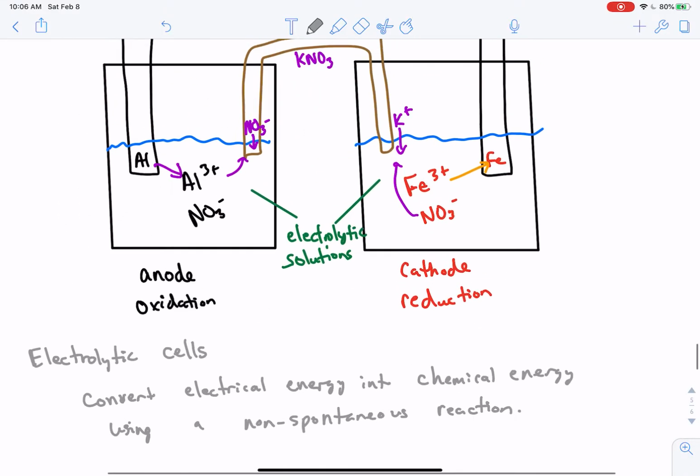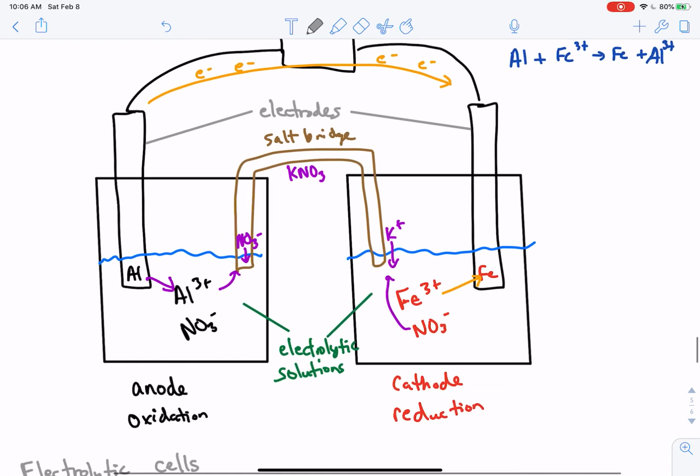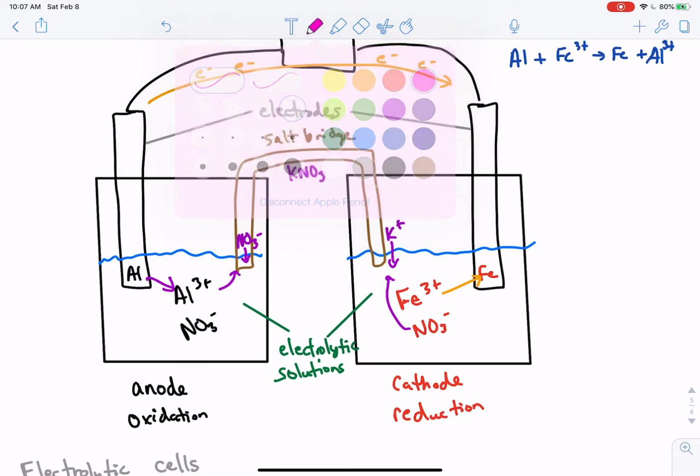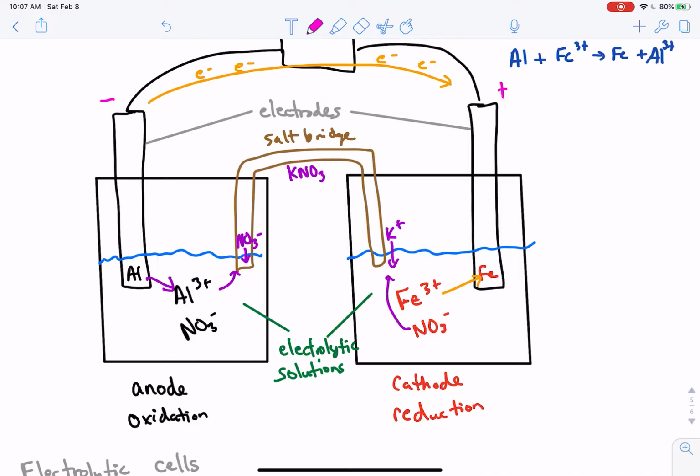Oh, sorry, I forgot one more thing on the voltaic cell. The voltaic cell has a negative anode and a positive cathode because the electrons are flowing spontaneously toward that. So the electrons are always flowing toward positive, and in this case, the cathode is positive.